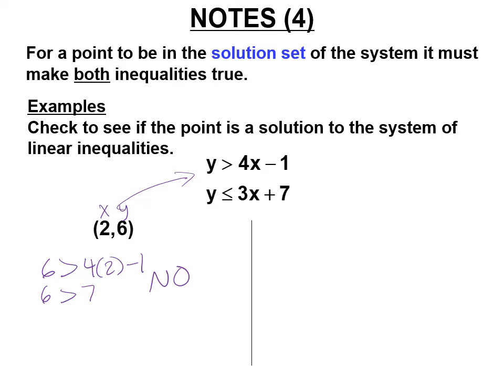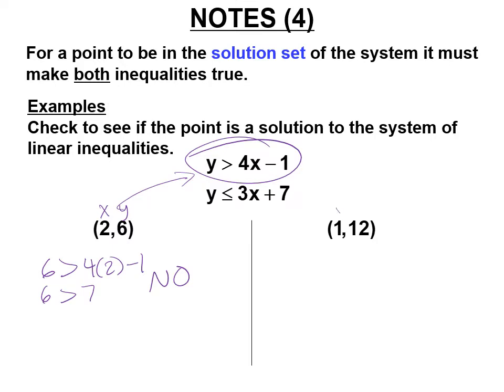Once you get a no, that means it wasn't in the shaded area of this one. And if it's not in the shaded area of that one, then it's not in the shaded area of the solution. You have to get 2 yeses for it to be in the overlapping shaded area. So let's try this one.